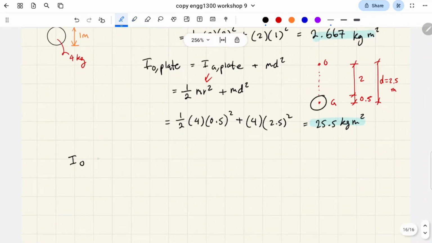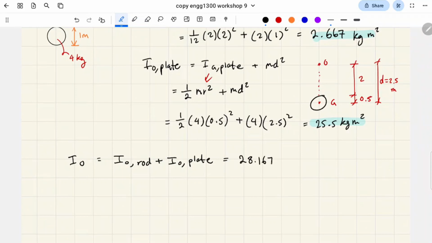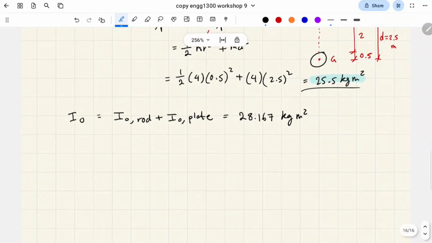So IO of this composite object, all you do is simply add up all of your individual shapes. Having added on the shapes is going to increase its resistance to rotation, to some degree. So all I've done is just added up that and that. That gives us that.